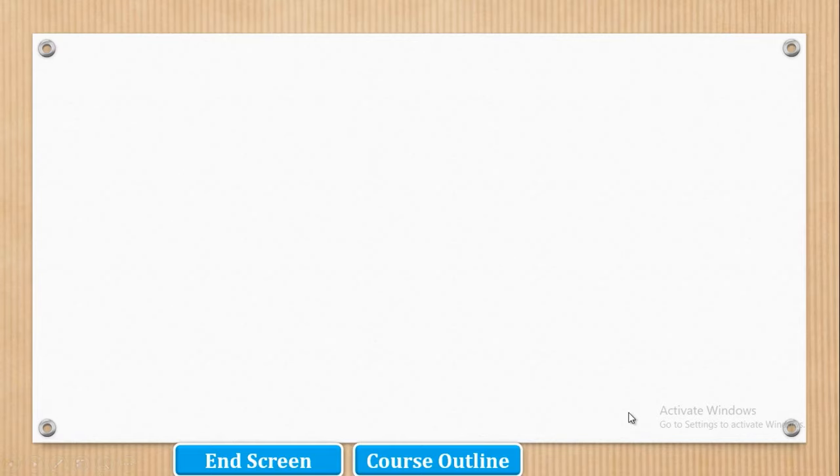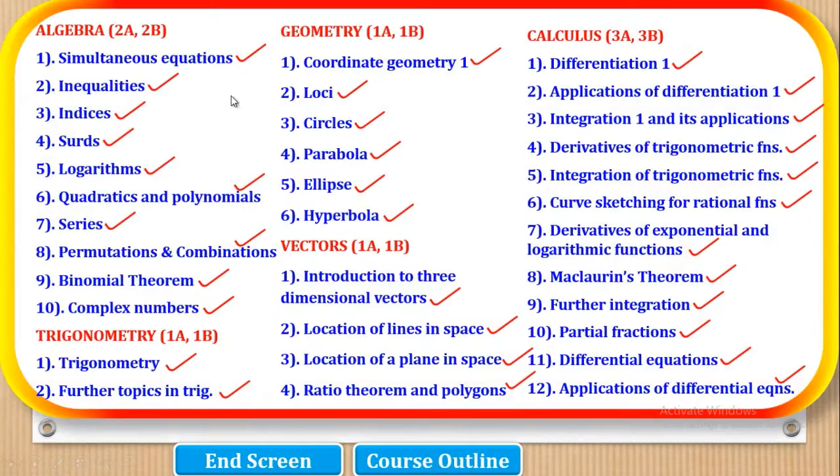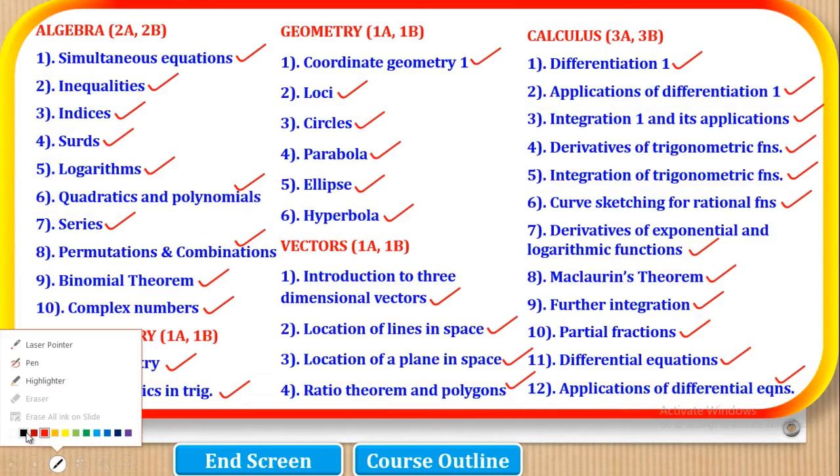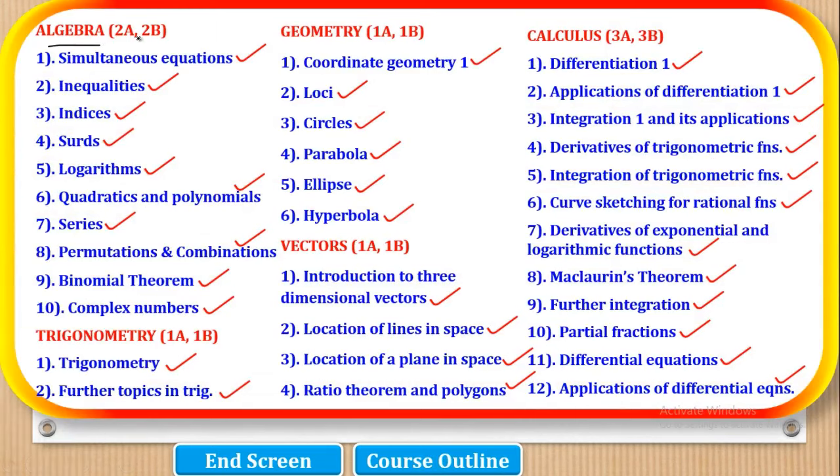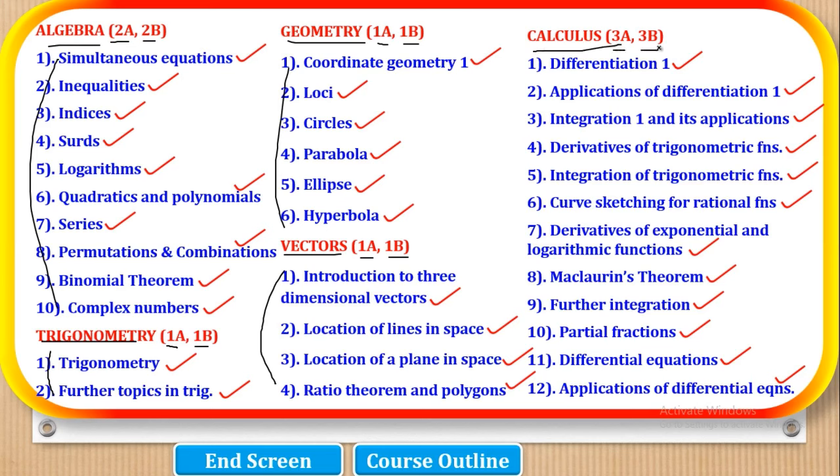Before we start, let's first look at the course outline. Math paper 1 is divided into 5 parts. The first part is algebra, where 2 questions come in section A and 2 in section B, and these are the topics. Next is trigonometry, where 1 comes in section A, 1 in section B. Next is geometry, where 1 comes in section A, 1 in section B. Fourth is vectors, where 1 comes in section A and 1 in section B. And lastly, calculus, where 3 come in section A and 3 in section B.